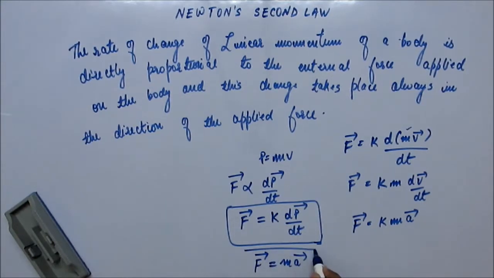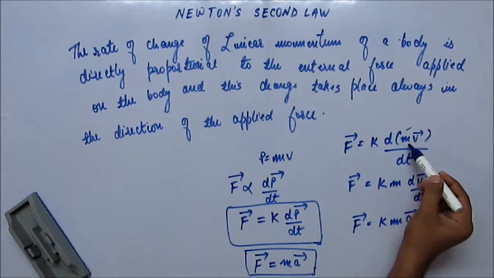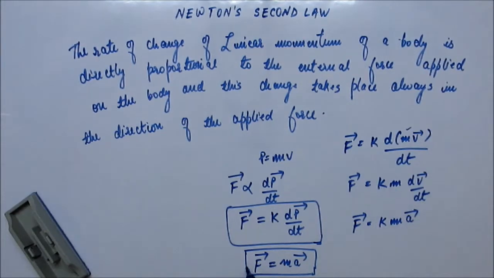This is the famous equation in physics. Force is equal to mass times acceleration. F is equal to ma. This is the simpler form of Newton's second law. It comes from here, but you have to always remember that there could be various variations of Newton's second law depending upon whether the mass is changing or not, whether velocity is changing or not. But when the mass is constant, as we have done here, this is the simpler form of Newton's second law. F is equal to ma.